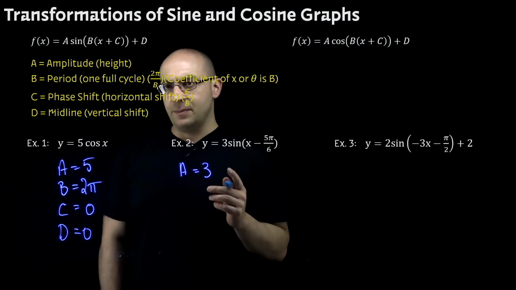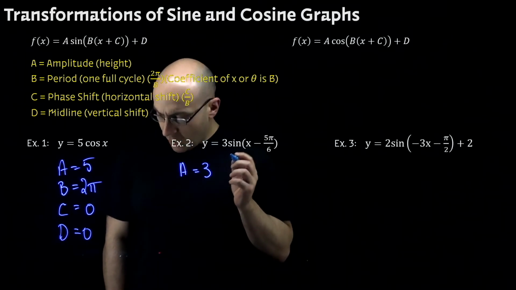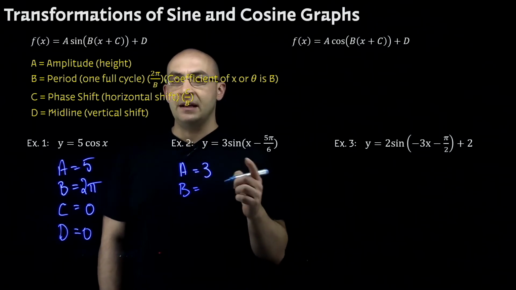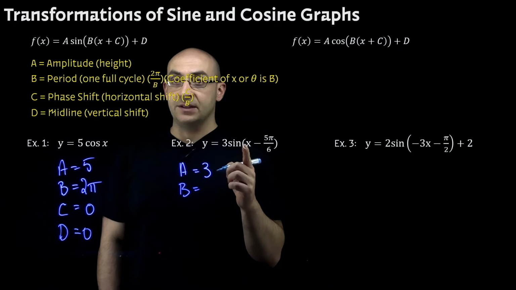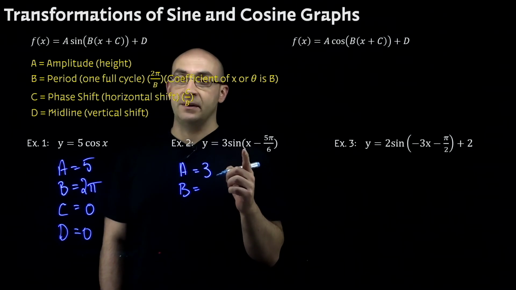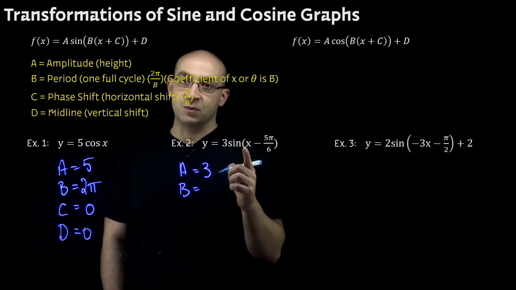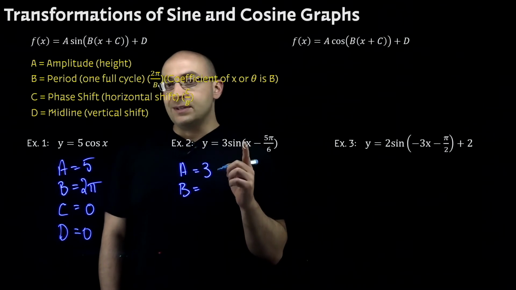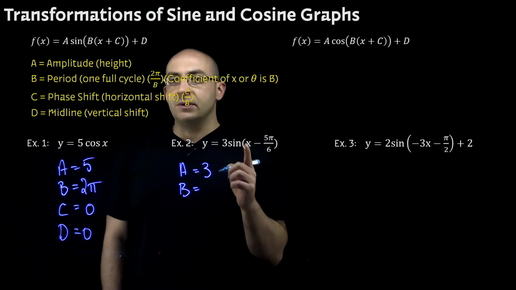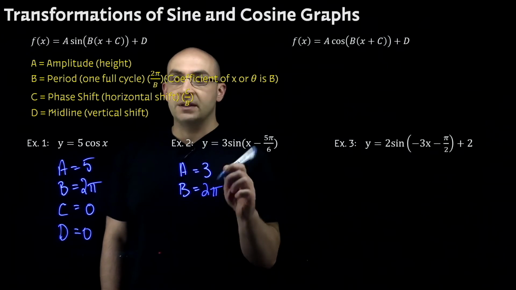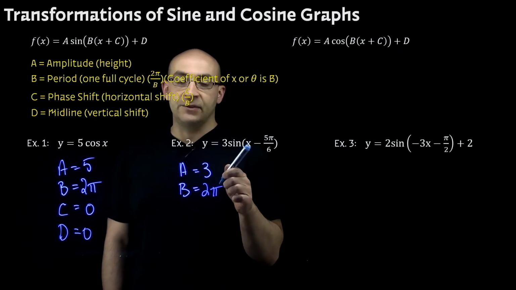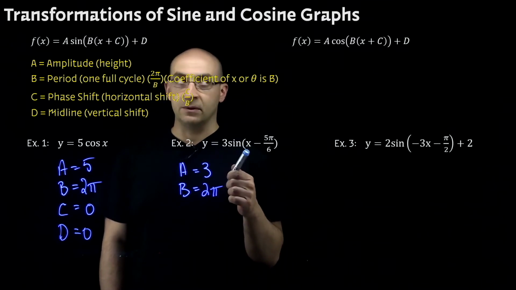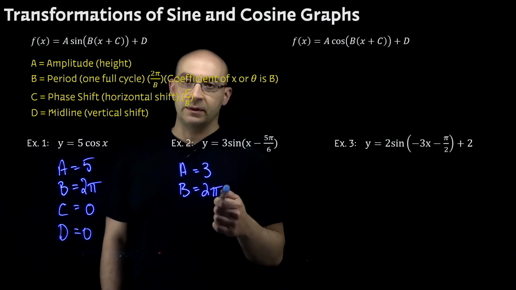Now, this part's going to be a little bit interesting. Our b value here, well, let's take a look. Is anything in front of x? Meaning, is there anything in between this parentheses and that x value? And the answer is no. Well, technically it's 1, but no, there's not. So the period is not going to change here. The period is still going to be 2 pi, because there's no number in front of x, right? And if there was, then we would be able to do 2 pi divided by that number. But since there is no number there, or it's just 1, 2 pi divided by 1 is just 2 pi.